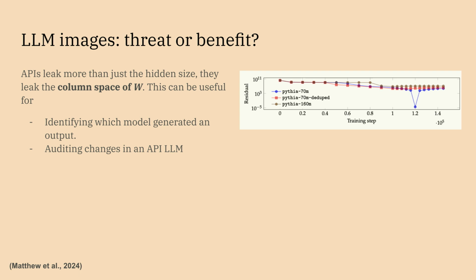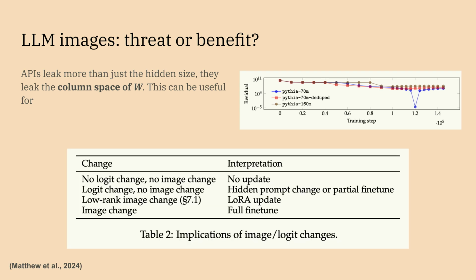All right. We can do more than just the hidden size in terms of recovering the model details internally. We can actually recover the entire subspace of this hidden state matrix W. The implication is that you might be able to audit changes in a closed source model without even knowing the full picture of the model, right? For example, given the same input, you can keep monitoring the output of the model and also the output of the model's image, the W matrix I was talking about. If you don't see any changes on the logits and also no changes on the image, then there's no update at all to this model.